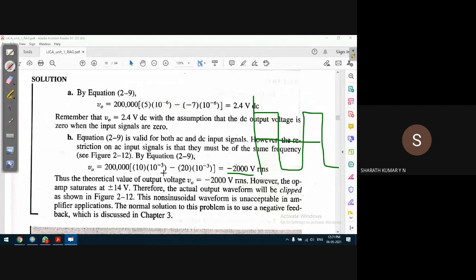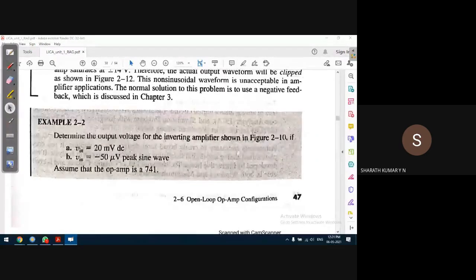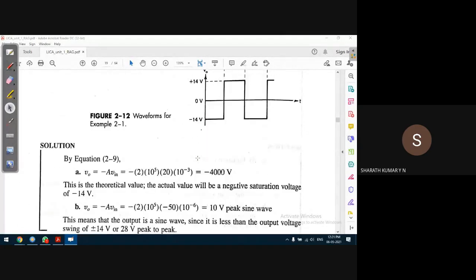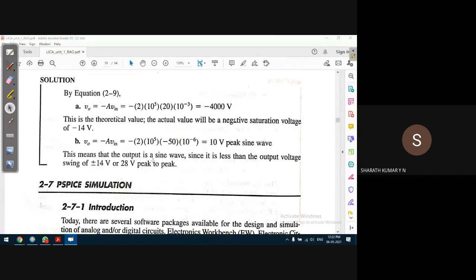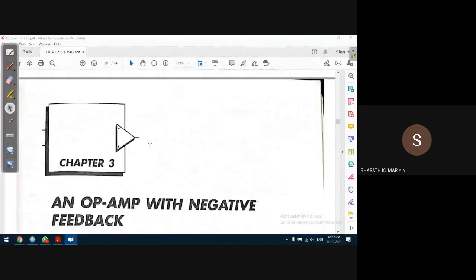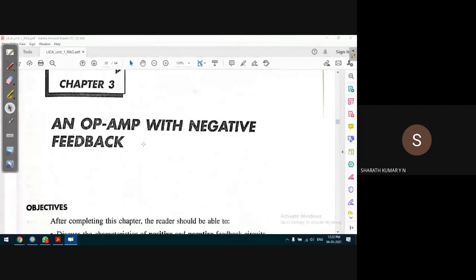Even if the differential input is very small, the output becomes very huge. So in this example, to find the output voltage given a gain and input voltage, we can directly find the output. That's fine. The PSpice-based simulation we'll do, guys. I'll take one separate class for that.